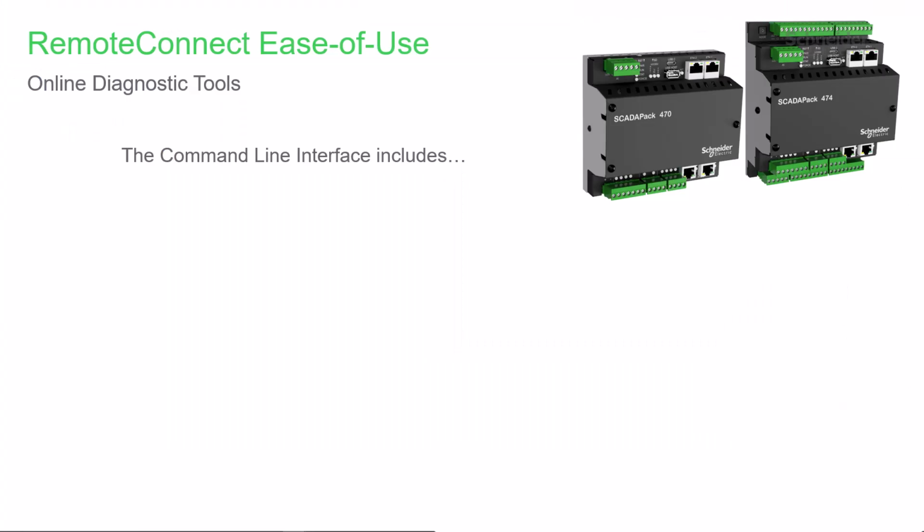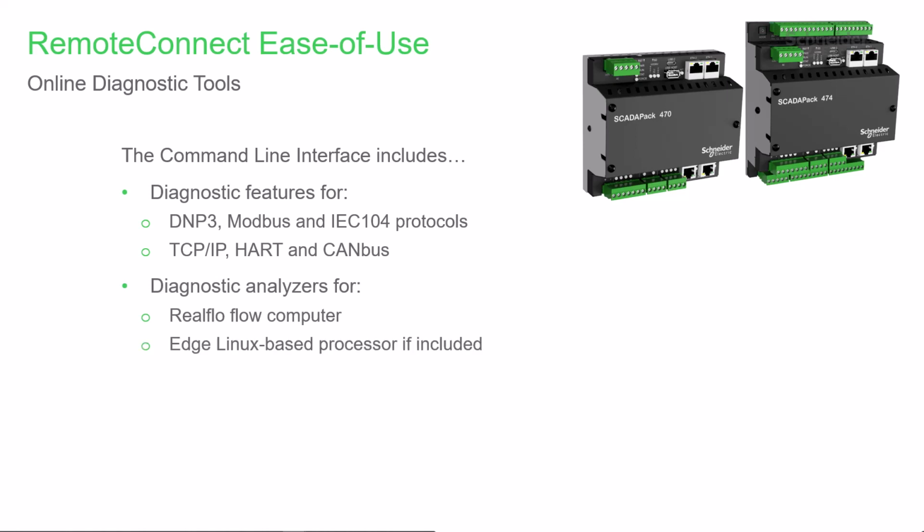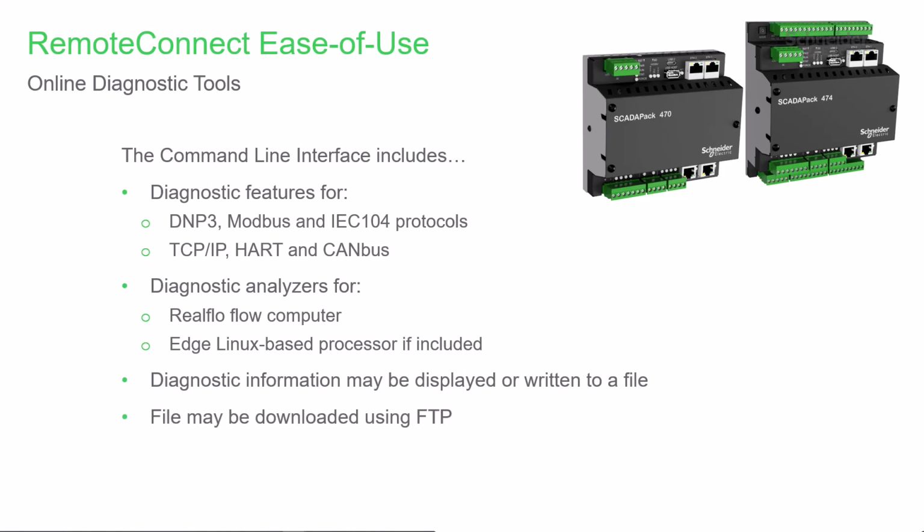This command line interface includes diagnostic features for the DNP3, Modbus, and IEC 104 protocols, as well as TCP/IP, HART, and CANbus. It also includes diagnostic analyzers for the RealFlow flow computers and the Edge Linux-based processor, if that's included with the RTU. Diagnostic information may be displayed in the text interface or written to a file. That file may then be downloaded using FTP and may be shared with our technical support team or others.